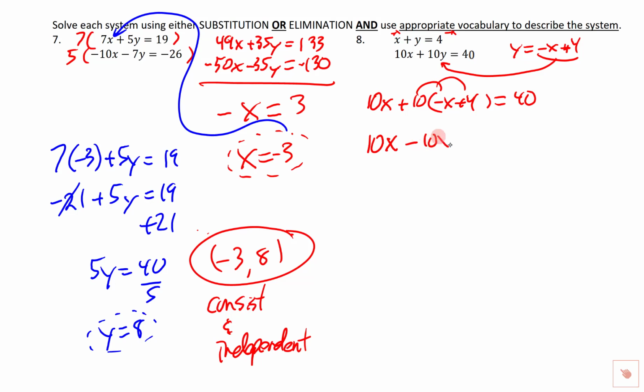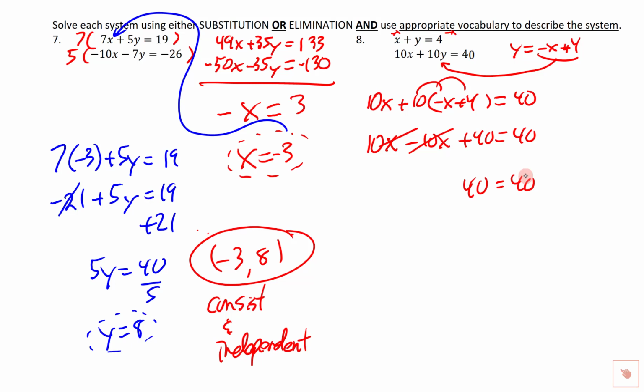This would be a negative 10x, and then plus 40 equals 40 on the other side. So these two cancel each other out, and we end up with 40 equals 40. Now, if we end up with two numbers that are equal to each other, so the variables are gone, there's not an x, there's not a y or anything like that, we just have an equation that says 40 equals 40. Well, remember, that's always true. There's nothing we can do to mess that up. So this would have infinitely many solutions.